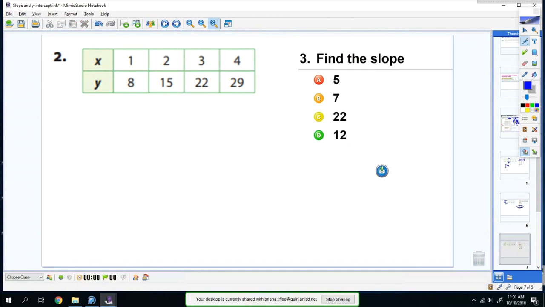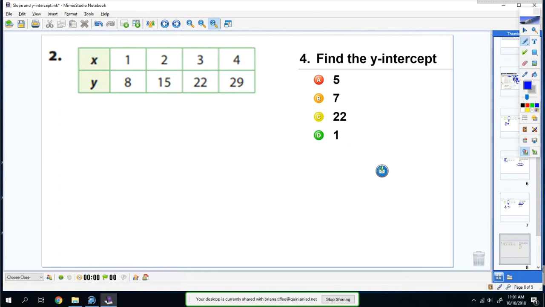Okay, number 2. So that change is 1, that change is 7. So it'd be 7 over 1 equals 7. So that's my slope. My y-intercept is, I know if I go down 1 to 0, I have to go down 7 here and make that 1. So my y-intercept would be 1.